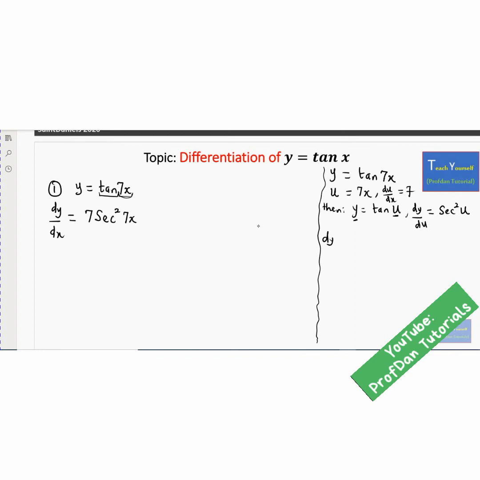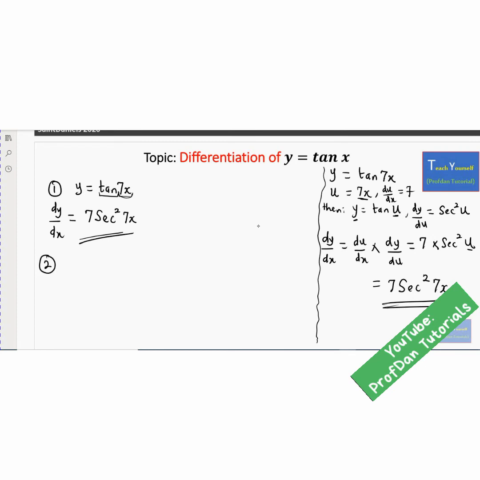Then remember, according to your chain rule, you bring these two together. That is your du/dx multiplied by your dy/du. That is going to give you dy/dx, and that will be 7 multiplying sec squared u. And that leaves you finally with 7 sec squared u, where u was used as a representation to mean 7x. Okay, so that's just it, differentiating this kind of function. So let's look at example 2 now.